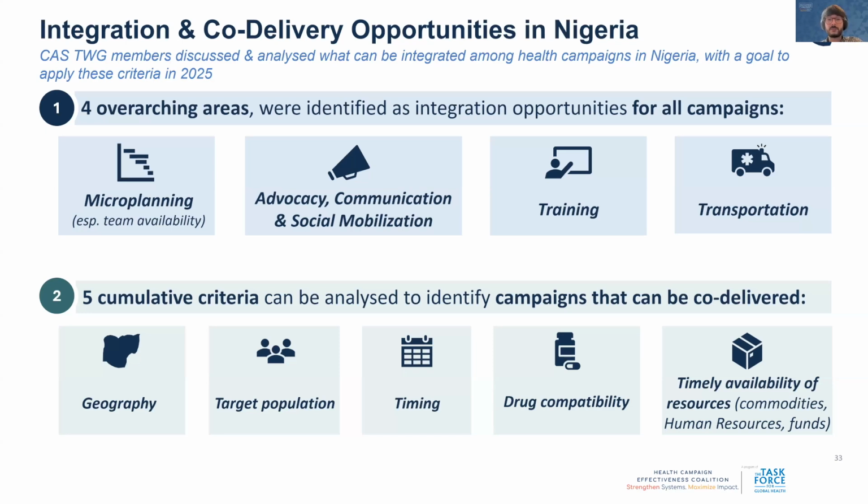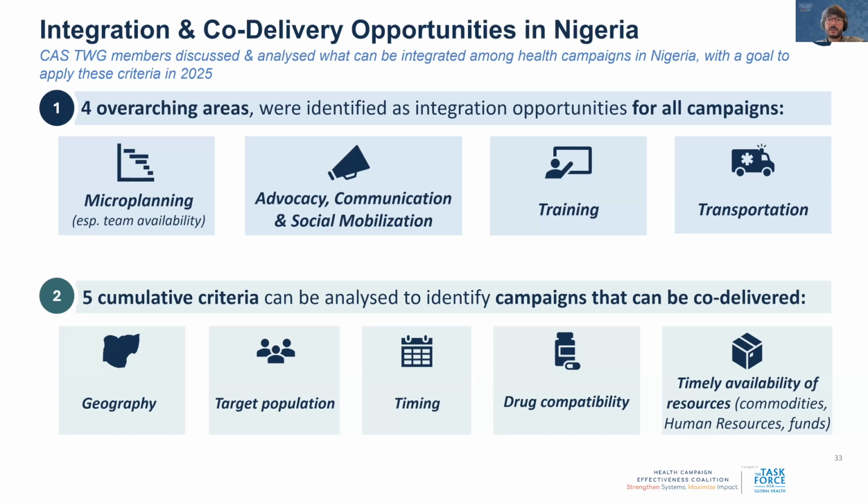In addition, some criteria were used to identify which campaigns could be co-delivered, and the criteria to identify those campaigns are geography and target population. So are we going in the same place to see the same people, timing, drug compatibility, and resource availability, so that campaigns that should be co-delivered would effectively be possibly co-delivered in an efficient way without compromising the objectives of each campaign domain and the coverage of the campaigns.